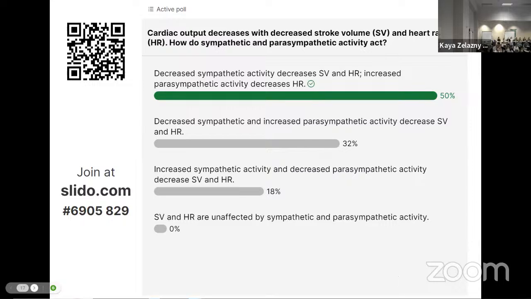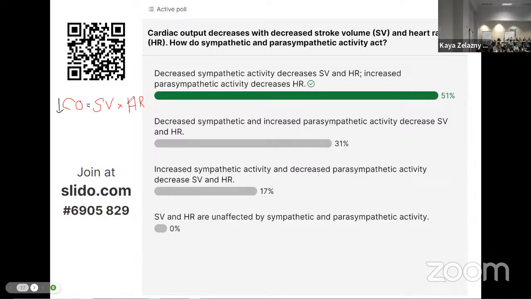So when we're thinking about the sum total of what's going on, we're looking at a low cardiac output, so low blood flow per minute. So I'm going to draw an arrow: our cardiac output is down. We want to know why. So we've got our two factors: our stroke volume and our heart rate. Stroke volume times our heart rate. That's how we get our cardiac output.